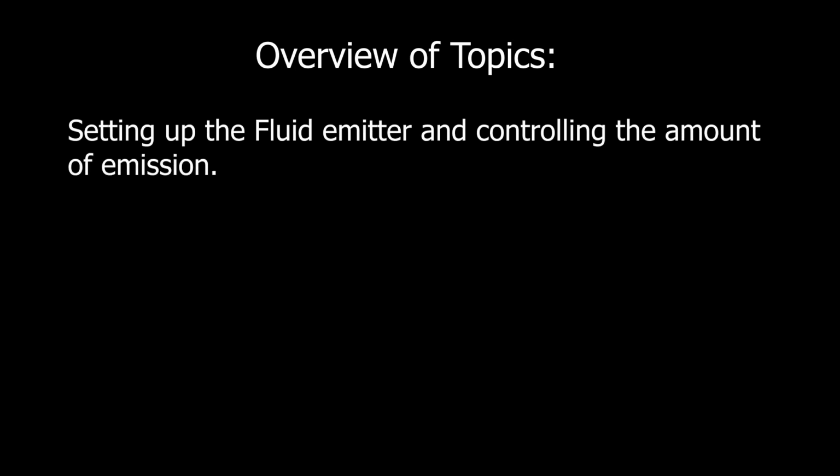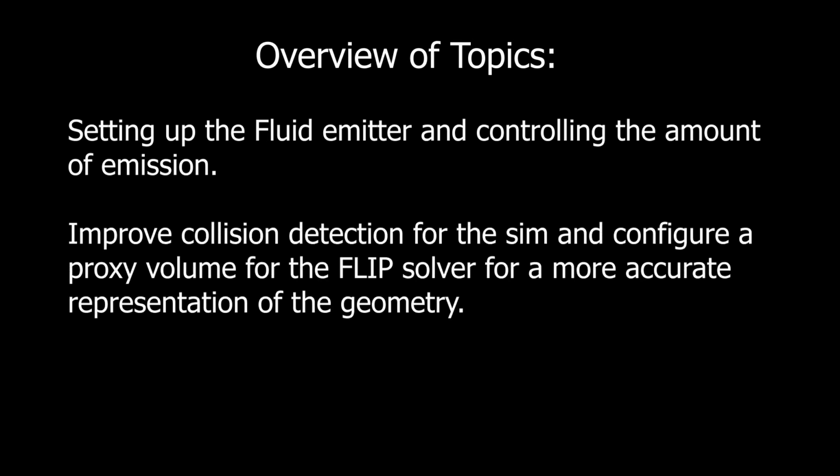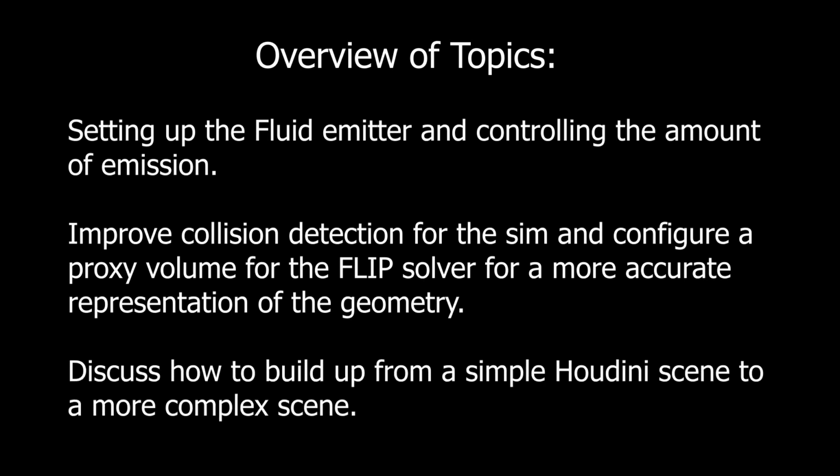Here's a brief overview of the topics for this video. We'll go over setting up the fluid emitter and controlling the amount of emission. Next, we'll improve on collision detection for the sim and configure a proxy volume for the flip solver for a more accurate representation of the geometry. Last, I'll discuss how to build up from a simple Houdini scene to a more complex scene, using the first beginner video as an example for the comparison.